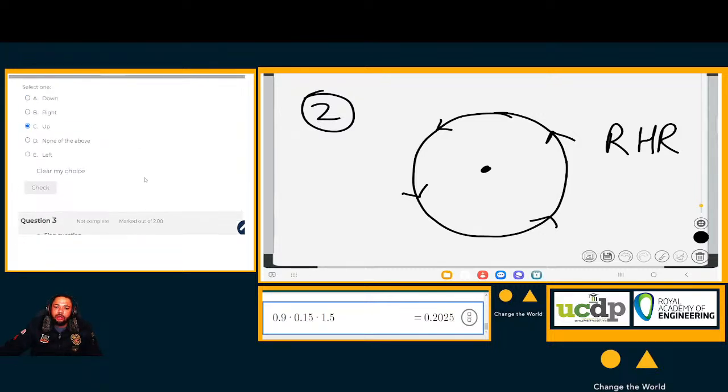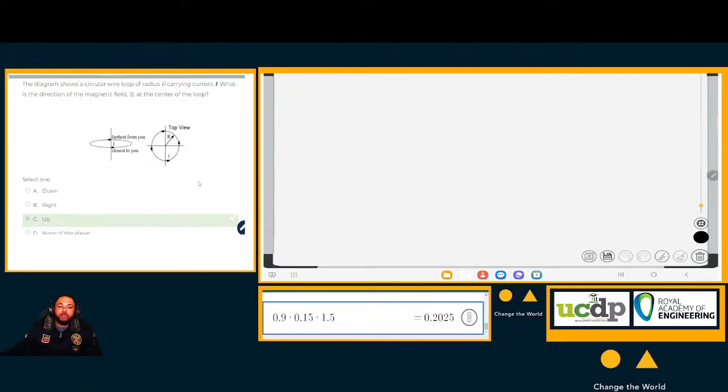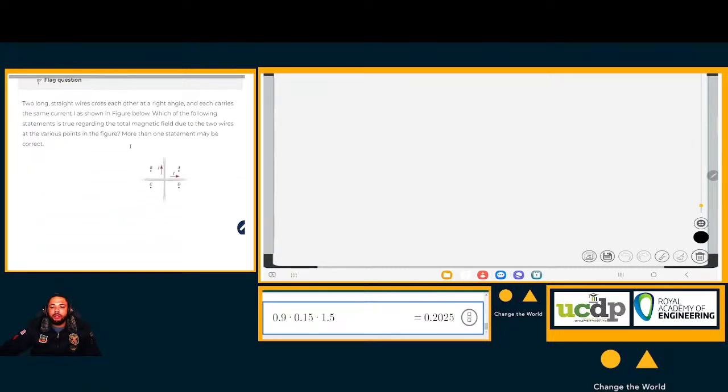Let's check. Simply using the right hand rule, that is correct. That's why you are taught the right hand rule at the very beginning. So up was the correct answer.